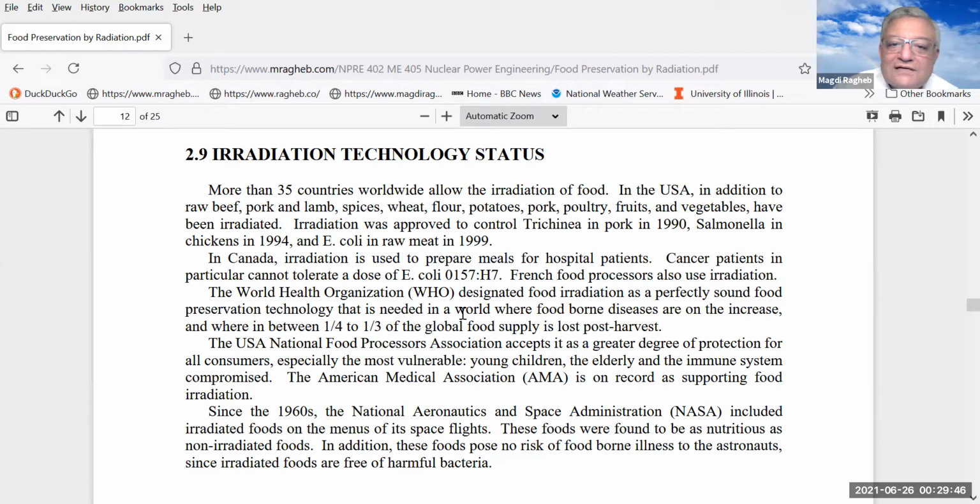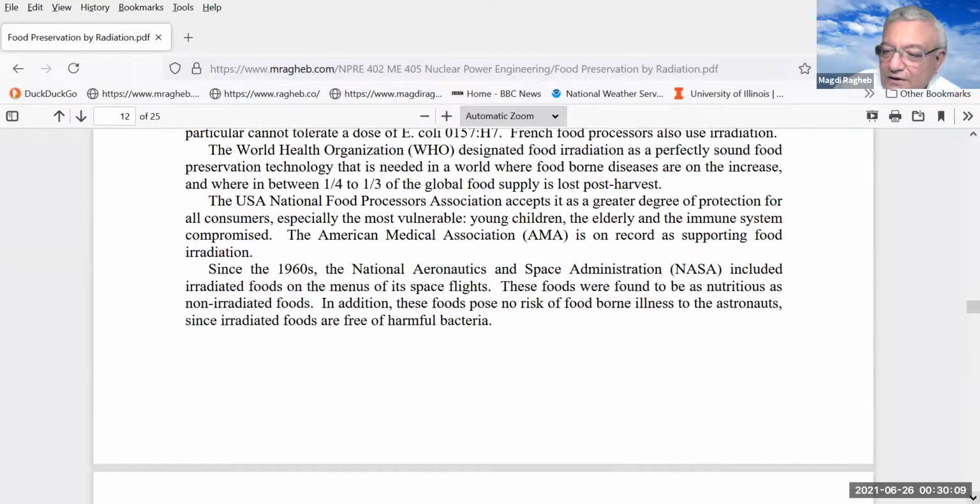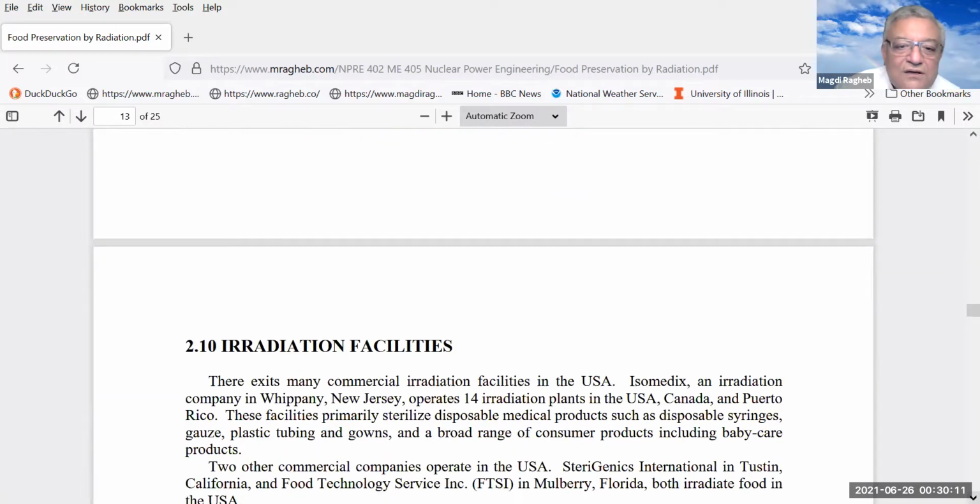The World Health Organization designated food irradiation as a perfectly sound food preservation technology that is needed in a world where foodborne diseases are on the increase and where, as I mentioned earlier, 1/4 to 1/3 of the food supply is lost after harvest. We can increase the food supply in the world by 1/3 by irradiating the food.